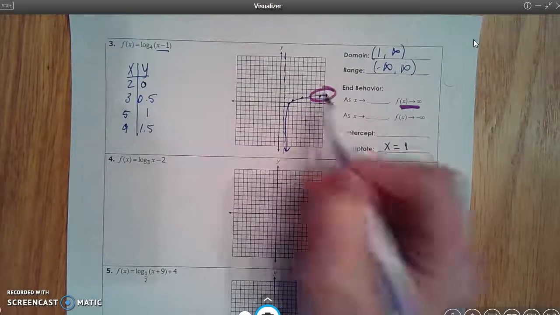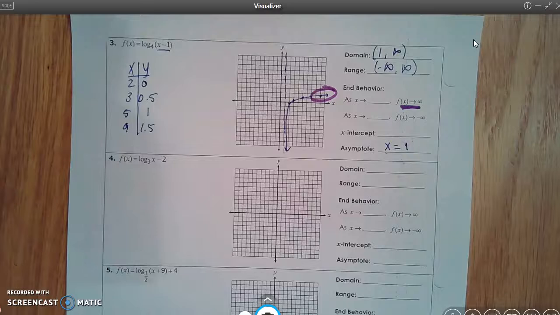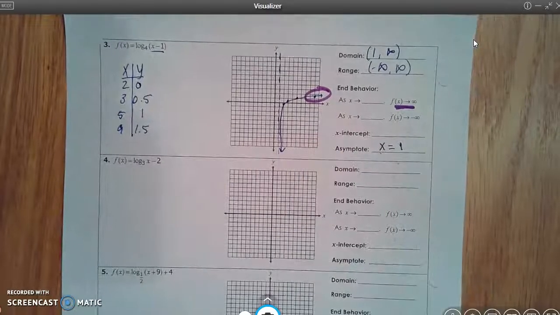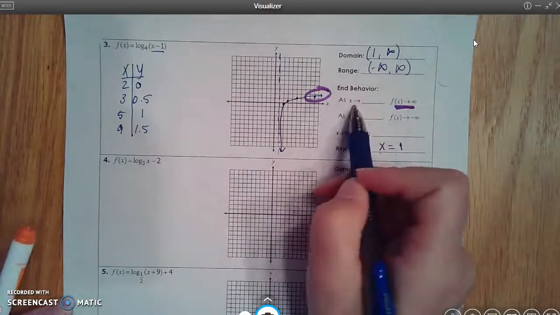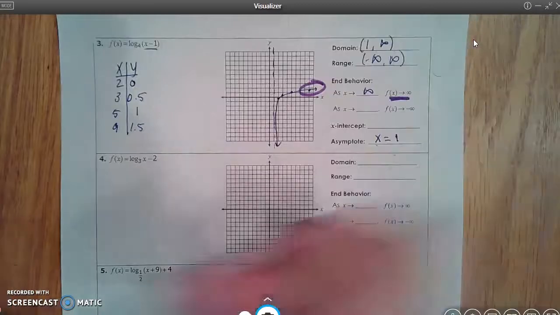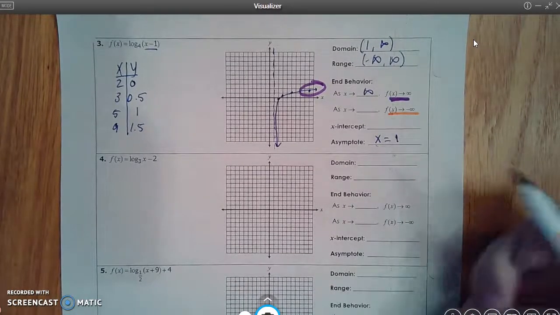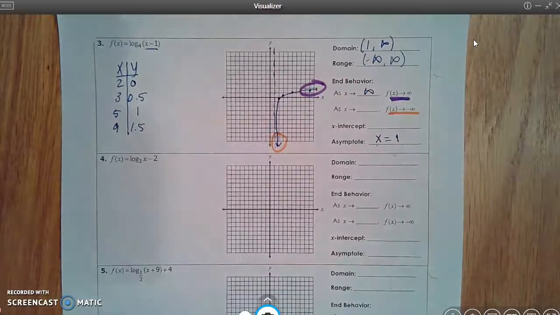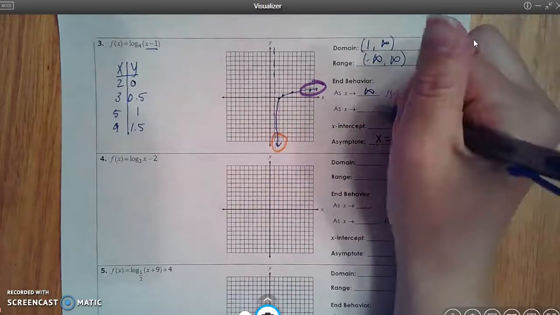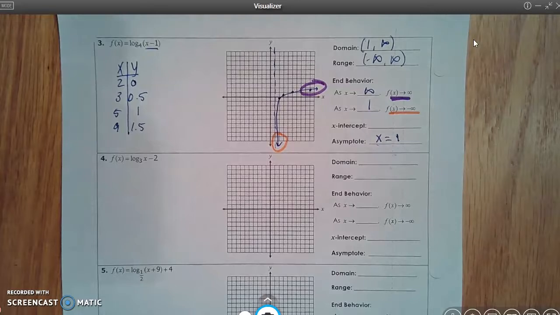Well, my y values are going to positive infinity for this arrow because it's going up. It's pointing to the right forever, which means my x values are going to positive infinity. I want to know where y is going to negative infinity, which would be this arrow over here. It's pointing straight down, but the x value that's approaching is the asymptote, which occurs at 1.